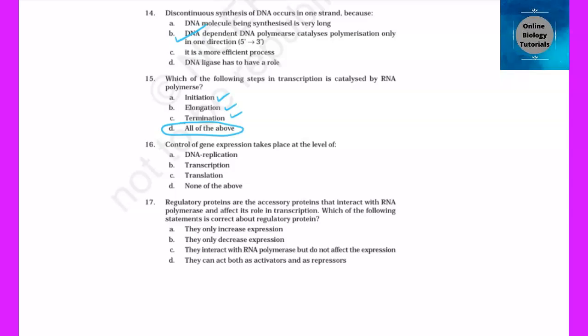Question number 16 says control of gene expression takes place at the level of. Right answer is transcription, because in transcription we have seen that splicing happened. What else happened? Yes, capping happened and tailing happened. So splicing refers to the removal of introns and ligation of the exons. Capping happened at the 5' end, tailing happened at the 3' end.